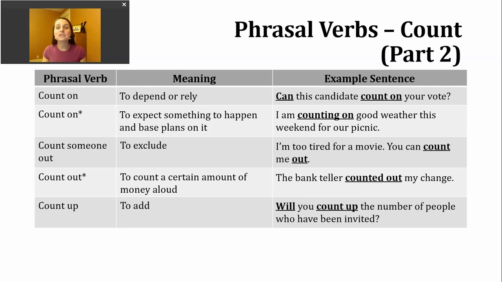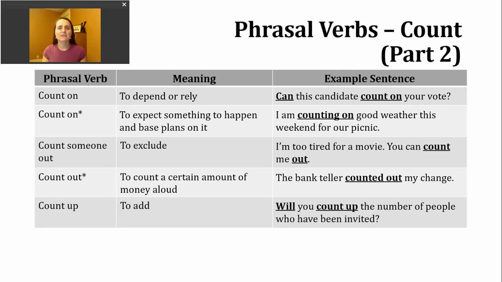It can also have 2 different meanings. First, we'll look at counting someone out. This is going to be the opposite of counting someone in. So if you remember, counting someone in was including someone. So this is going to have the meaning of excluding. Okay? Here's an example sentence.